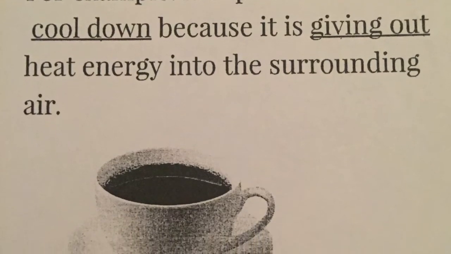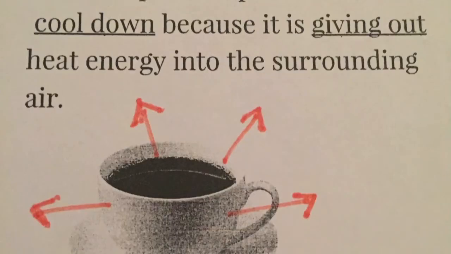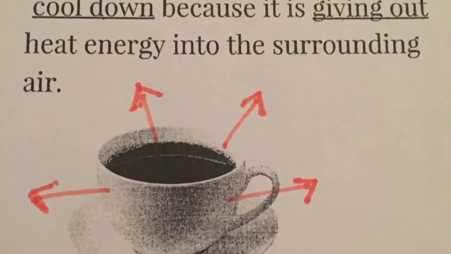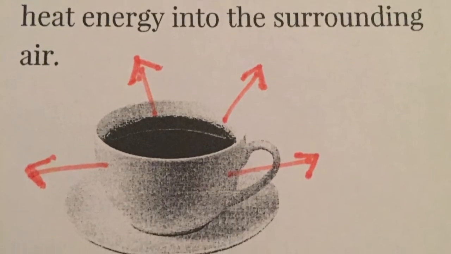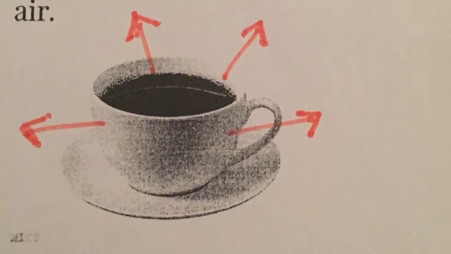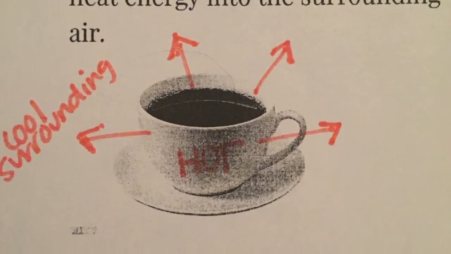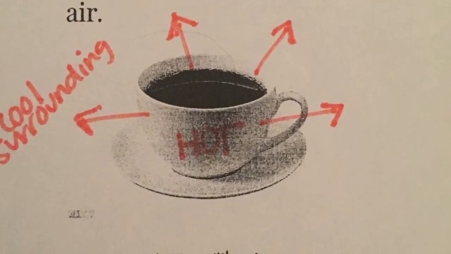So for example, a cup of coffee will cool down because the heat energy inside of the coffee is moving into the surrounding air. So anytime we're talking about heat, we use arrows to show the direction that the heat is flowing. And in this case, our heat is flowing from our hot coffee into our cool air. So the arrows are going towards the cold.